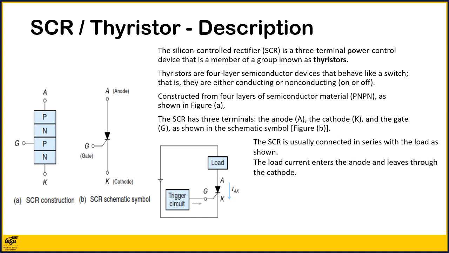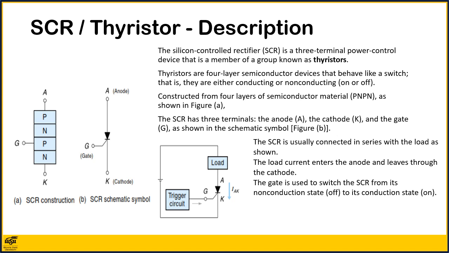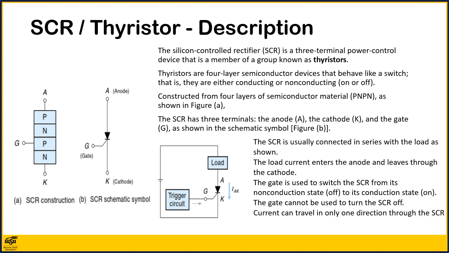In this case, the load current enters the anode and leaves through the cathode. The gate is used to switch the SCR from its non-conduction state, off, to its conduction state, on. Unfortunately, the gate cannot be used to turn the SCR off, as will be discussed later in this section. Also, current can travel in only one direction through the SCR, as it does in a diode.